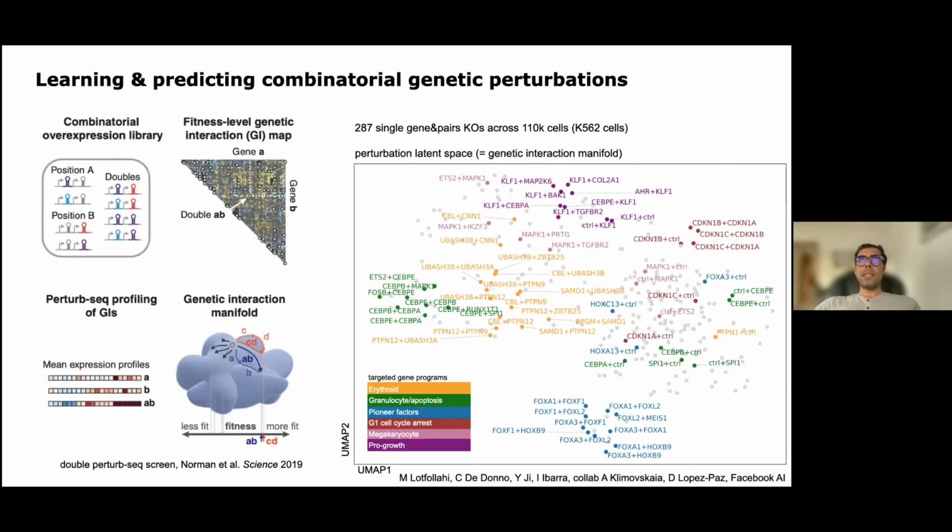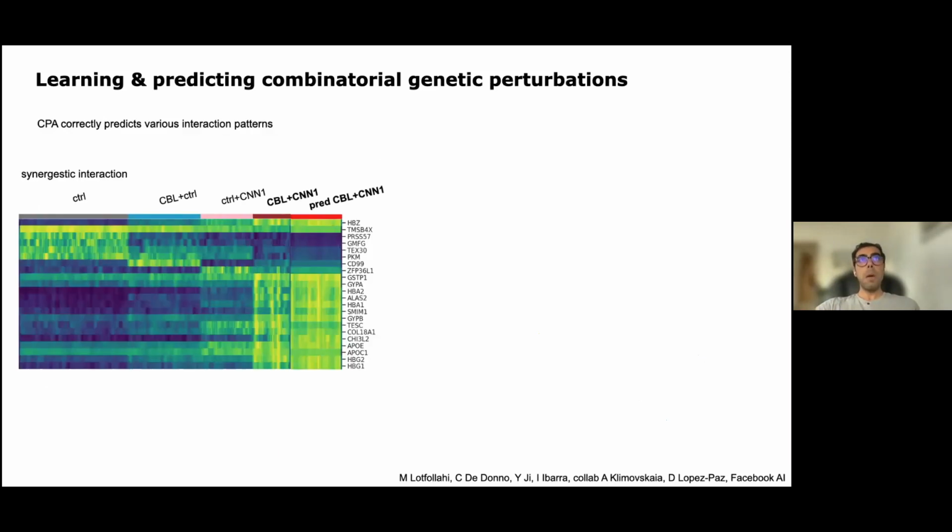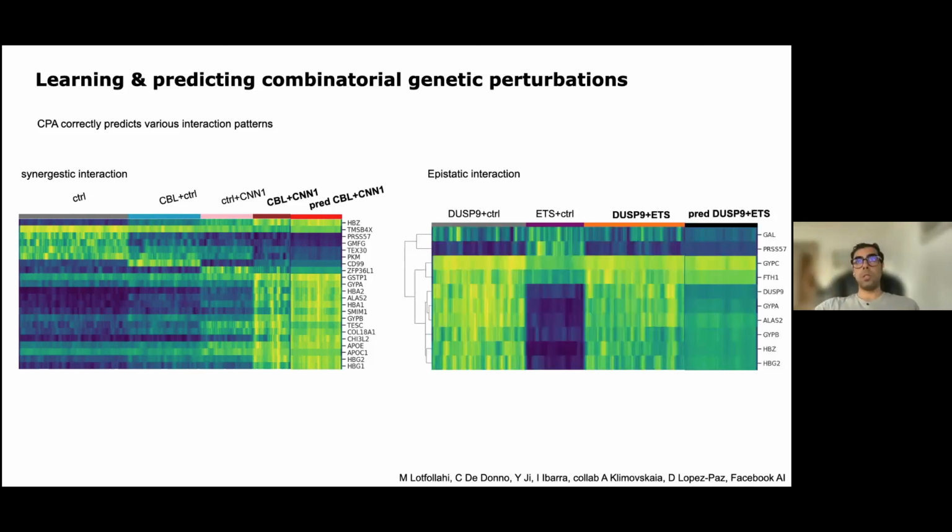with 287 single and double knockouts, and we showed that the model can capture the genetic manifold of these CRISPR knockouts. And you can find out different gene knockouts or combinations of knockouts that induce similar gene programs, and then we identified those gene programs. But more importantly, we show that if the model hasn't seen a certain gene combination or double knockout, for example, a synergistic interaction, it can actually predict those synergistic interactions.